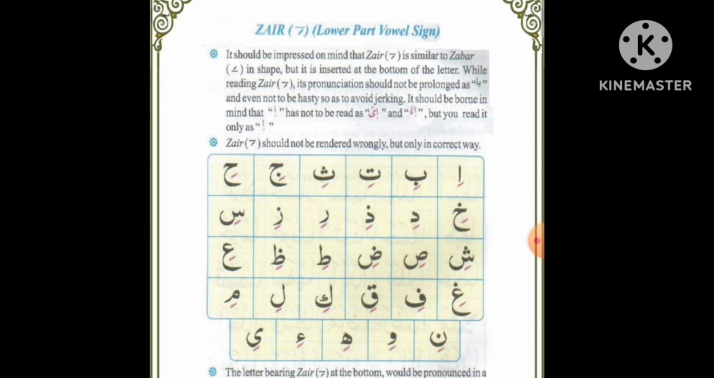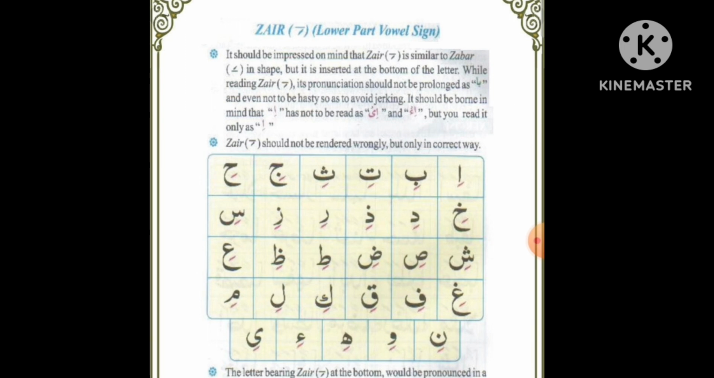Zair is the same sign as the zabar, but the difference is that zabar is placed above the letter, but zair is placed below the letter. So this is a zair. When you pronounce zair, our sound goes down. When you say alif zair e, it is e. Once again I am repeating that the short vowel sound should not be pronounced with a jerk. You should avoid jerking, and we should not drag the letters. Instead, we should pronounce them smoothly and fast.